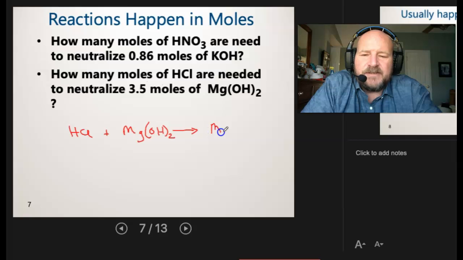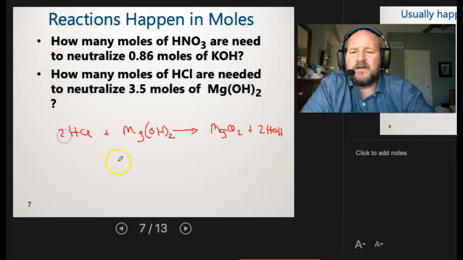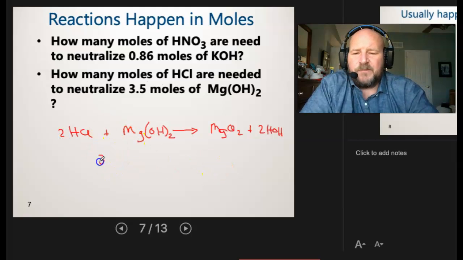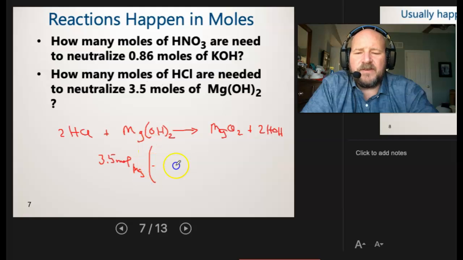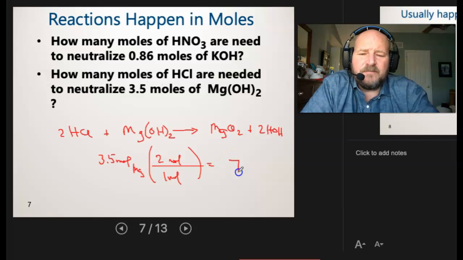It's going to give us magnesium chloride and a couple of waters, which means I'm going to need a couple of acids. And now I'm going to start with 3.5 moles of magnesium hydroxide. And I want to convert that to HCl. So I'm going to put 2 moles on top, 1 mole on the bottom. And so we get 7.0 moles HCl.